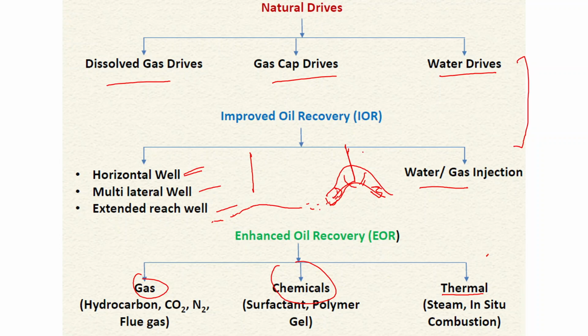So a horizontal well can be drawn. Then multilateral wells, which are different wells in different directions. You can also dig different wells as well. Then extended reach wells: suppose this is a reservoir, and your well is extracting oil from this area, but oil is present here also. So you can also dig a well covering the whole circumference of this well.